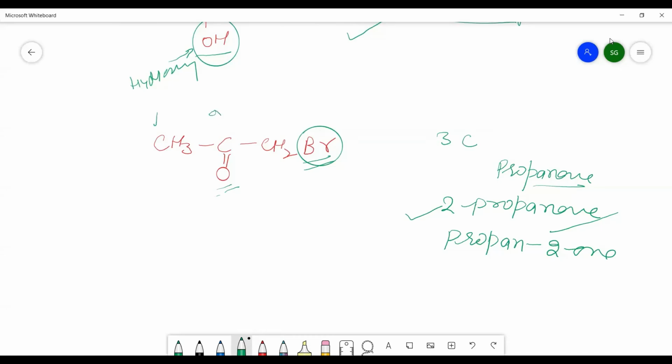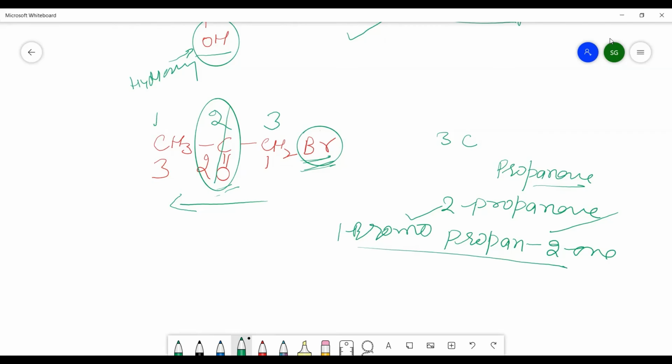Now if you start the numbering from this side, or you may start the numbering from this side. From both the cases, the second position is occupied by the CO. So now the numbering is not decided by the C double bond O group. It will be decided by the Br, from where it will get the lowest number. So the numbering will be started from Br, carbon atom containing the first position. So it will be 1-bromopropan-2-one. It is not 3-bromopropan-2-one.